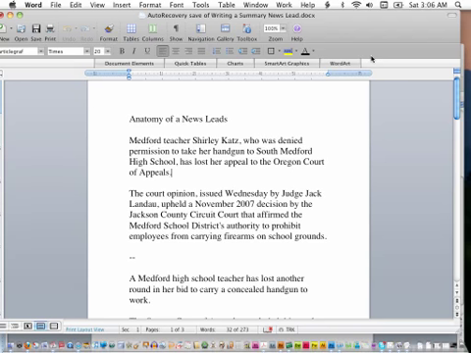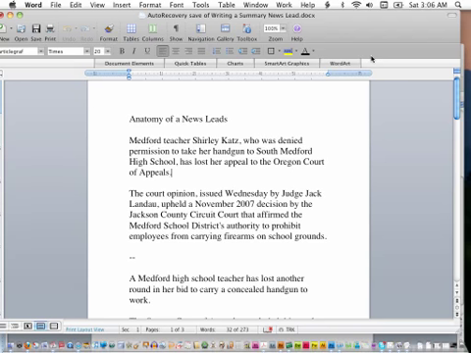So if you notice here, as they identify the teacher, Shirley Katz, they're using a description before the name. And that is because if you just led with Shirley Katz, people might not get it. So if you put in teacher, a Medford teacher, you'll start to understand it quicker. A Medford teacher, Shirley Katz, who was denied permission to take her handgun to South Medford High School, has lost her appeal to the Oregon Court of Appeals.